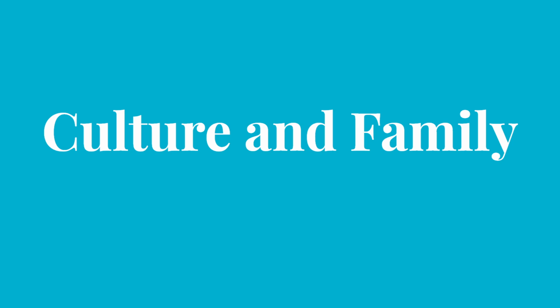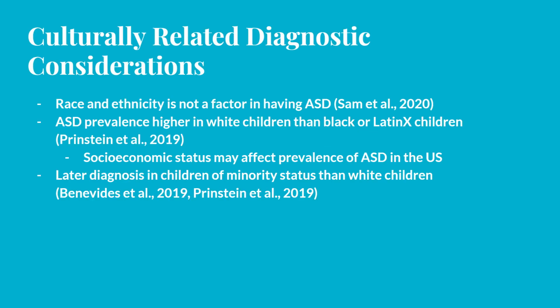Culture and family. Cultural considerations. Race and ethnicity are not known factors for a child having ASD, though race or ethnicity may affect the probability of earlier diagnosis. Familial acceptance of ASD diagnosis may also be affected, but more on that soon.